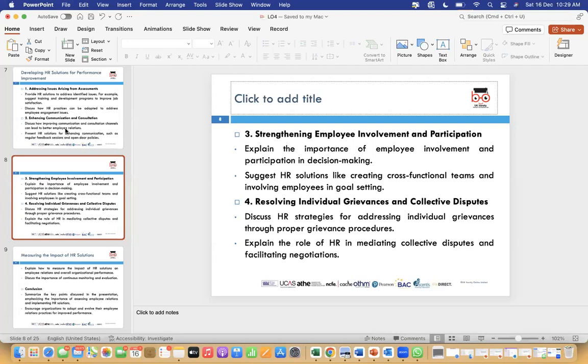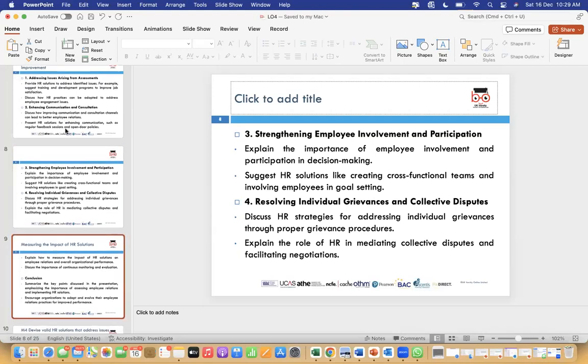Resolving individual grievances and collective disputes. We spoke about this, the example that I gave of the pay discrepancy and salary benchmarking, and how you need to resolve them individually, but also how it can become a collective dispute and get out of proportion.